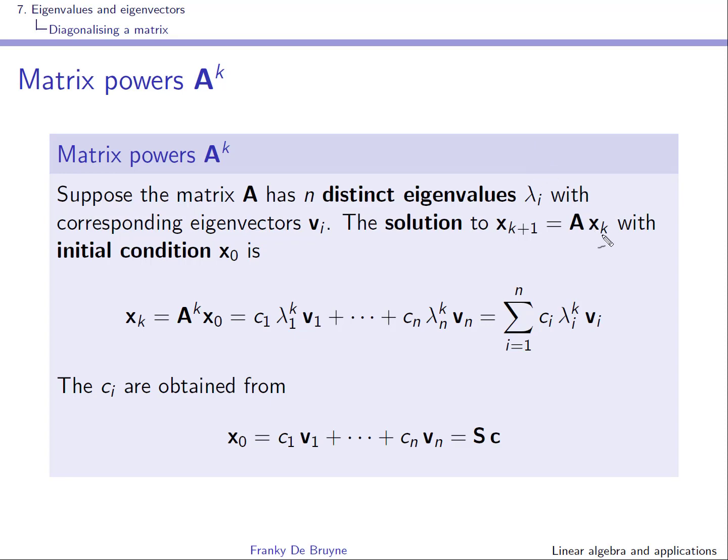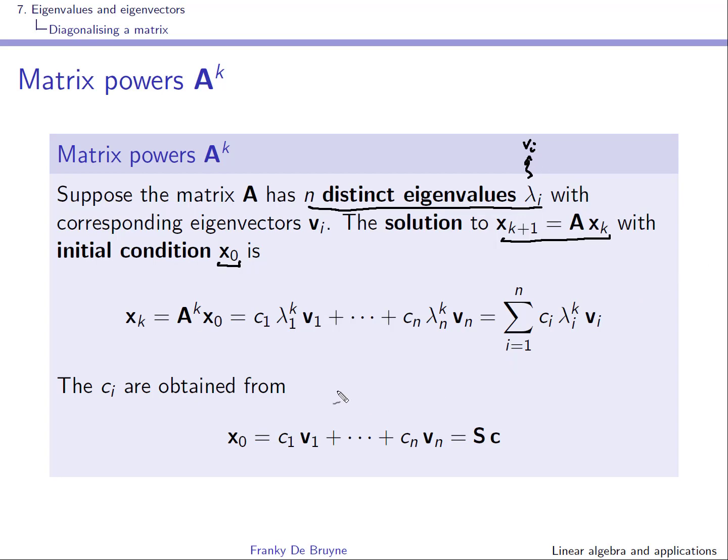Okay, suppose you want to find the solution of this difference equation with initial condition x0, and we'll assume that A has n distinct eigenvalues with corresponding eigenvectors vi. Well, you can find the solution of this equation.